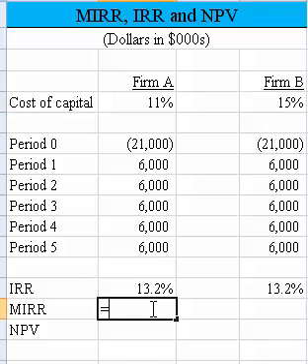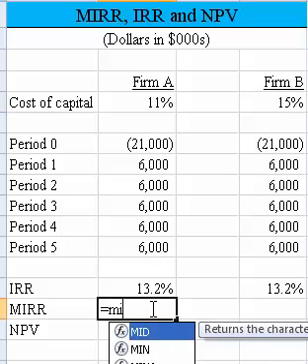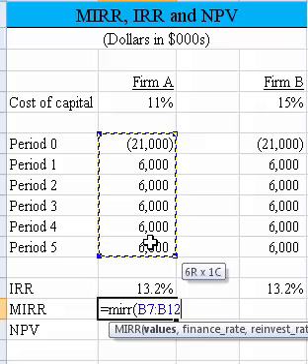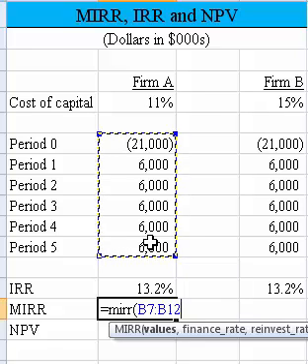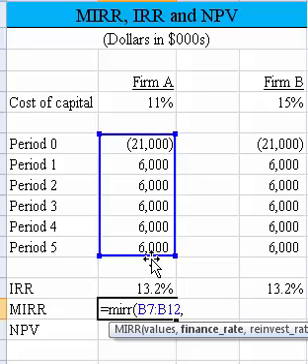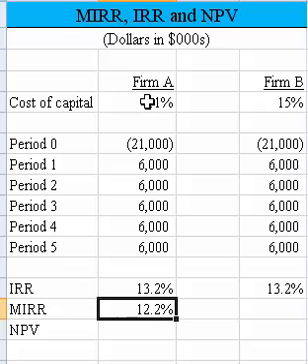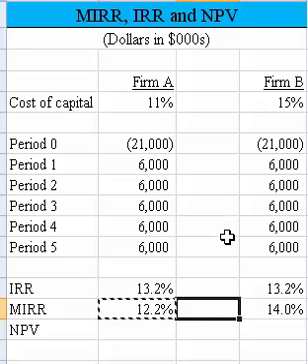All right, but with modified internal rate of return, we go equal MIRR left paren, and then we put in the values. We put in that range. We put a comma. And the finance rate is the firm's cost of capital, which would also be the investment range. So we put it in twice. And now we get 12.2%. Now I'll copy that one over here and we get 14.